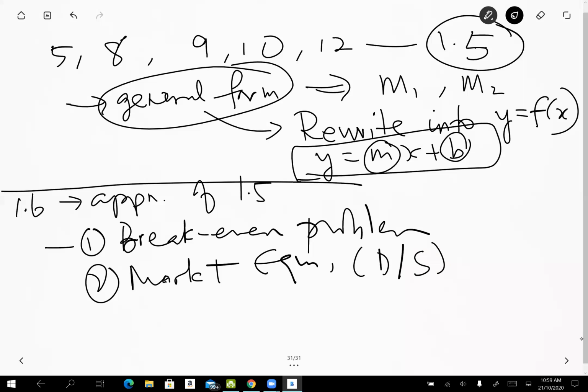So let's look at break-even. What is break-even? I would like you to just read the first part of that 1.6. We need to read about the revenue, profit, and the cost. Go ahead, go through that, and then we will discuss.